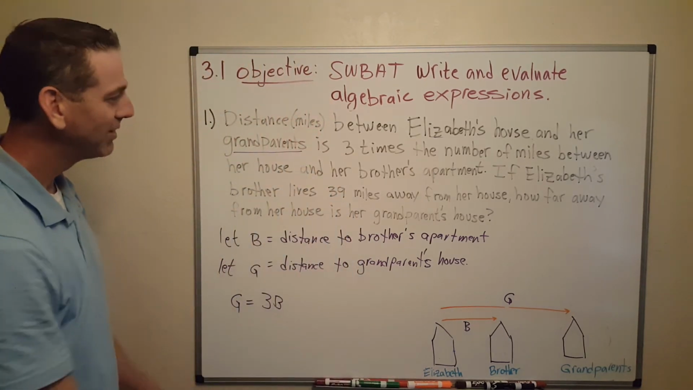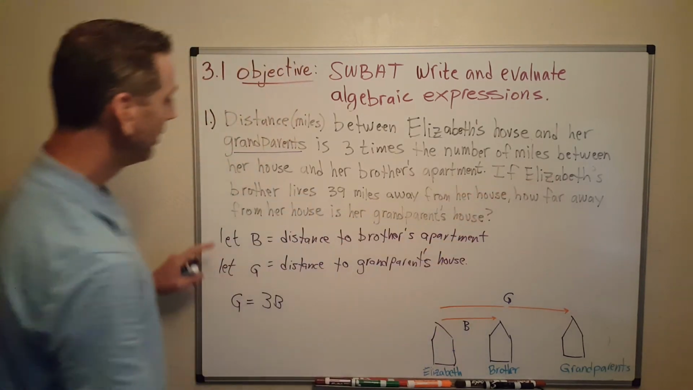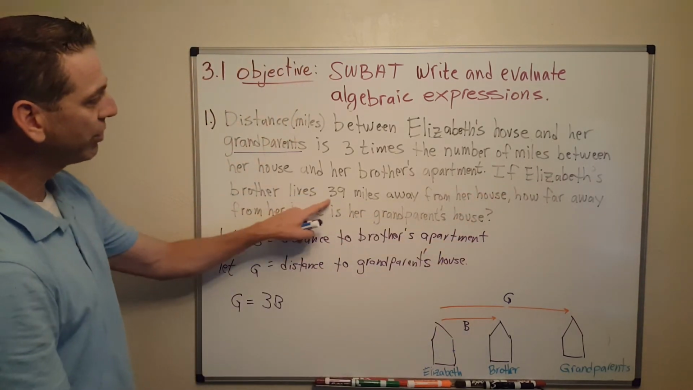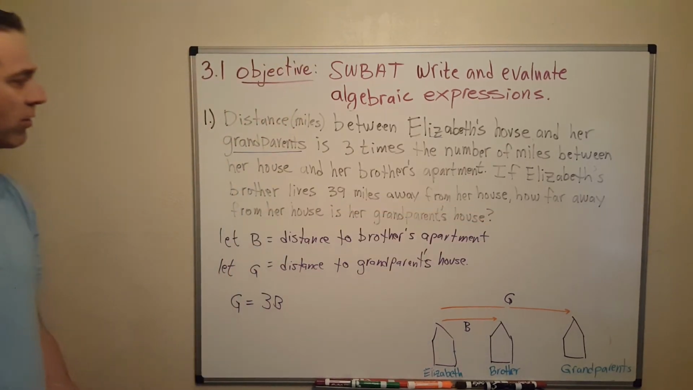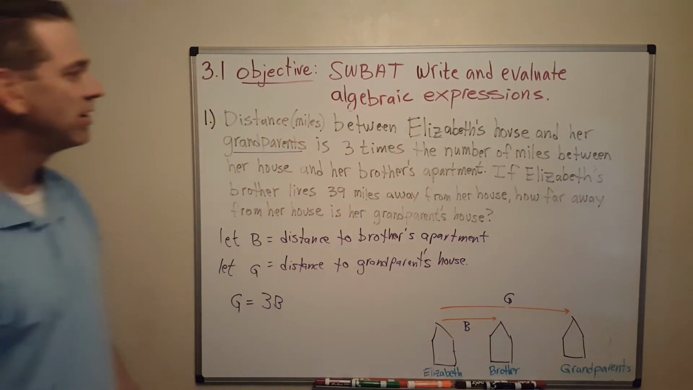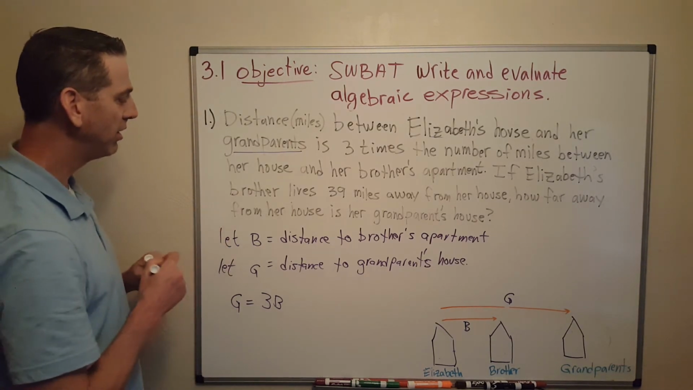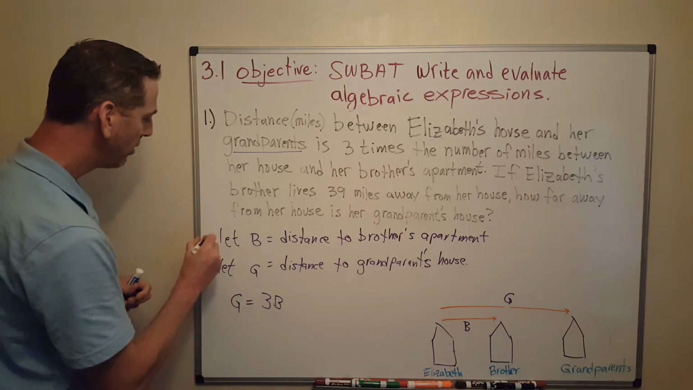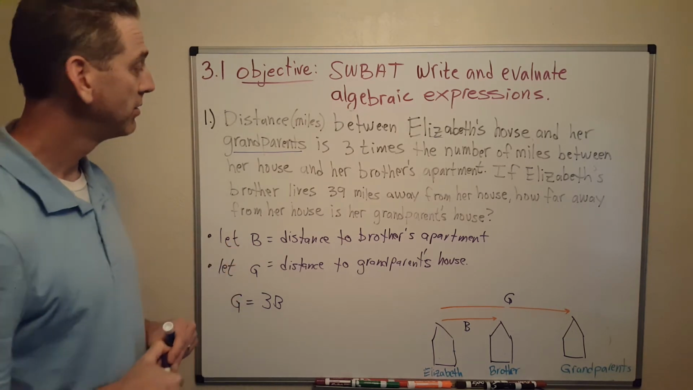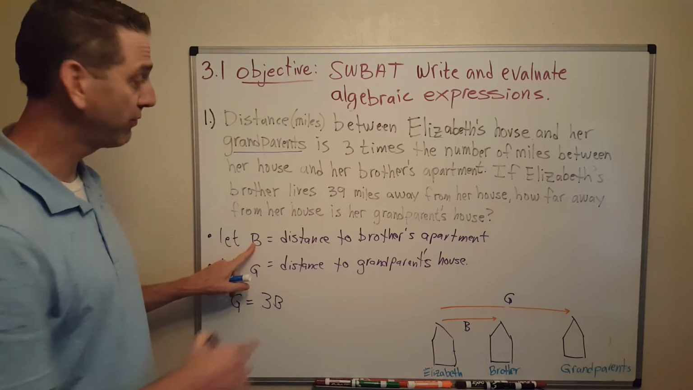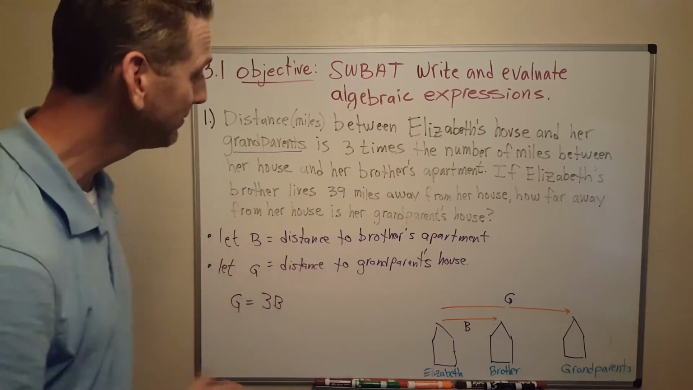All right, so we have a second sentence here. All right, if Elizabeth's brother lives 39 miles away from her house, how far away from her house is her grandparents' house? Okay, so if Elizabeth's brother, okay, which one am I going to use? Am I going to use the B or the G? I'm going to use the B because that stands for brother. I see how important identifying your variables is?